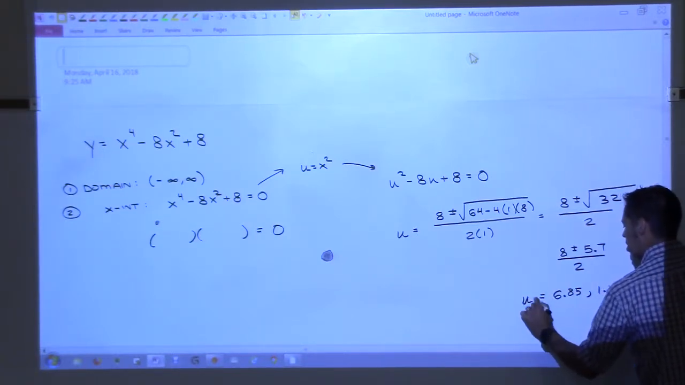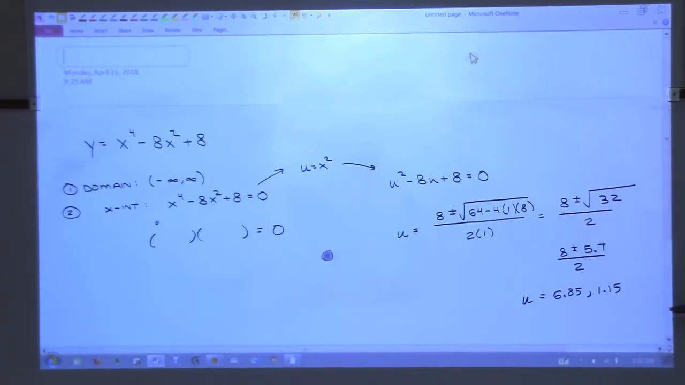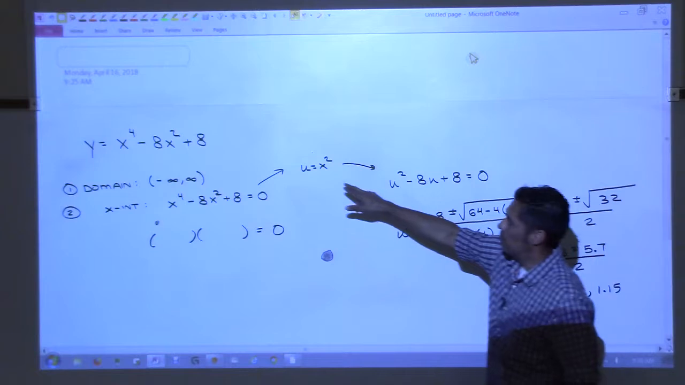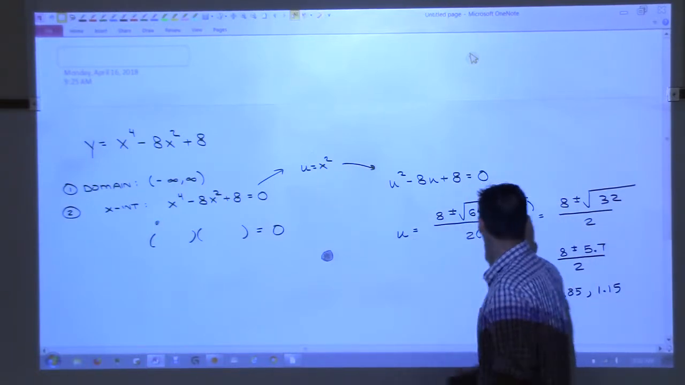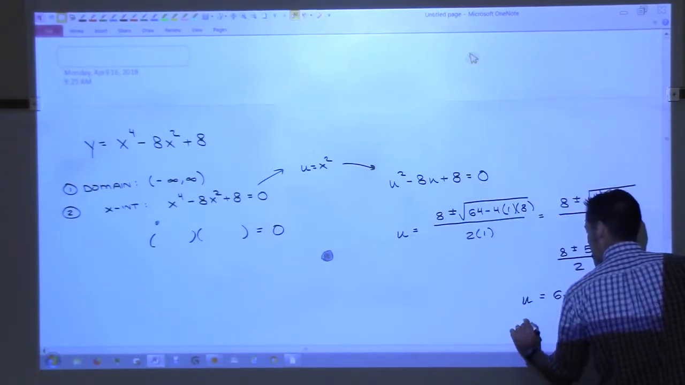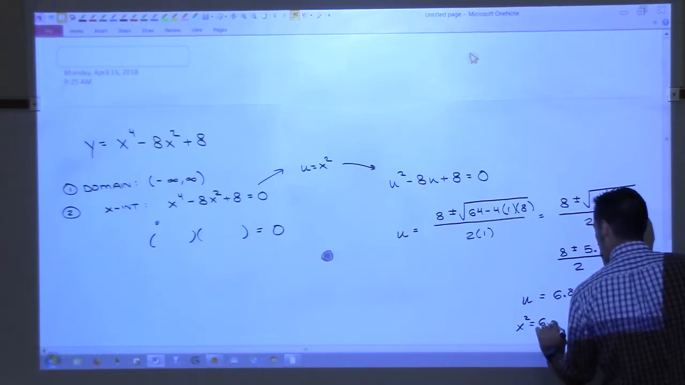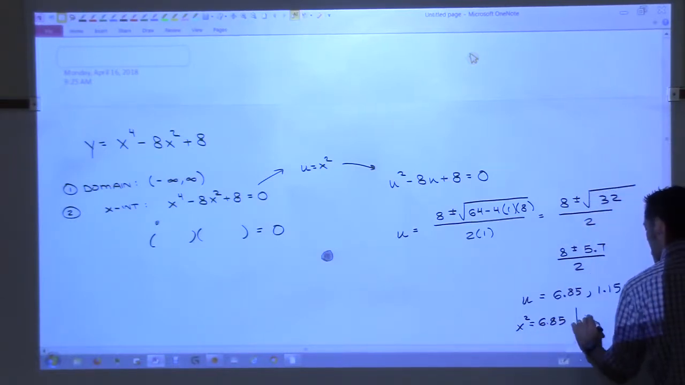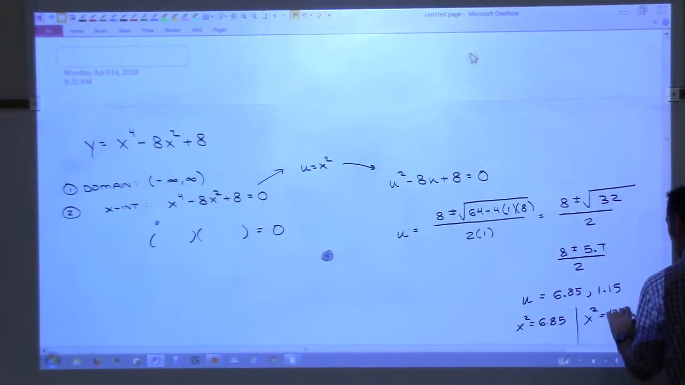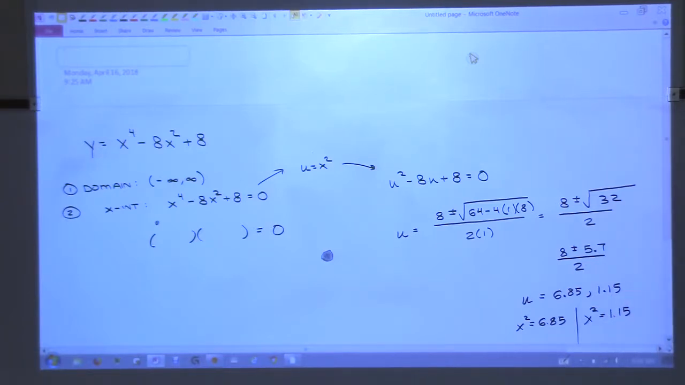So u is equal to this, right? One of those two. Everyone okay? Now, you have to remember here, what was u? X squared. U is x squared, wasn't it? So this is actually saying x squared is 6.85, and it's also saying x squared is 1.15. So now you have to take the square root on both sides, and you have to do plus or minus on each of those. I'm going to have 4 solutions.